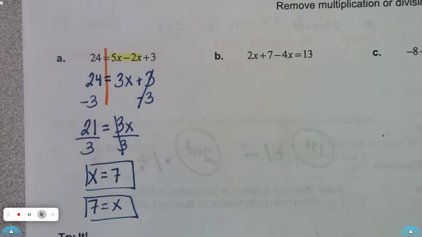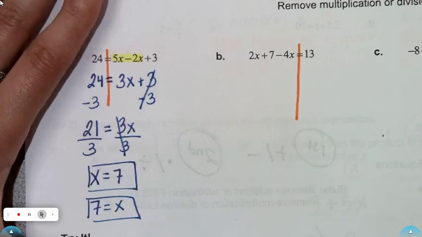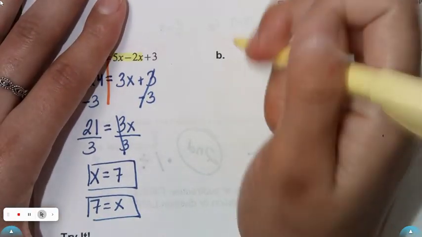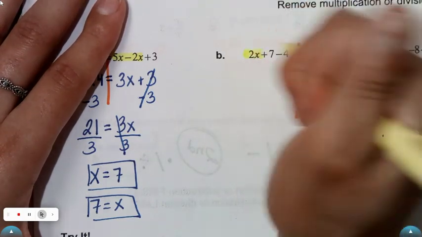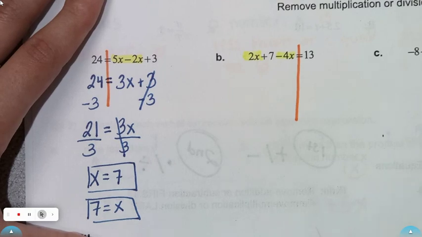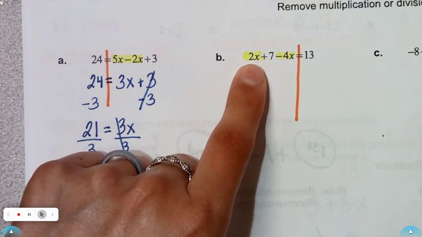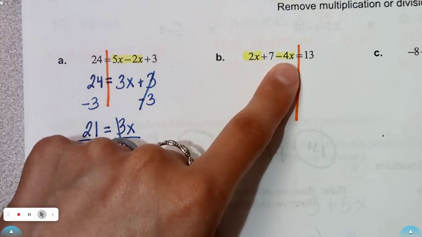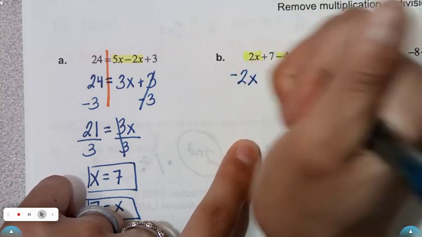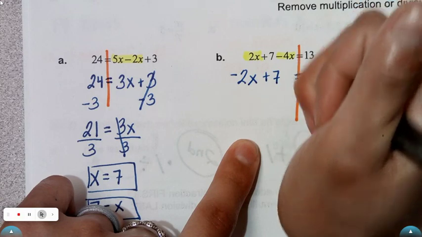All right, let's look at letter B. I'm going to draw a line through the equal sign. I'm going to look at the left. Is there anything that I can combine here? And there is. This 2x and this negative 4x I can combine. 2x, and then you're always doing the operation in front of the second term. So I have 2x minus 4x is negative 2x. I still have this plus 7, this positive 7, equals 13.